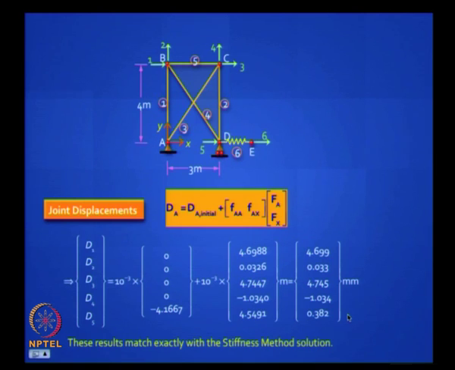And incidentally, we did the same problem by the stiffness method. You can just compare the final answers. You will find they match exactly. Is this clear? Statically indeterminate structures are not difficult, easy to do. Just want to raise one point.